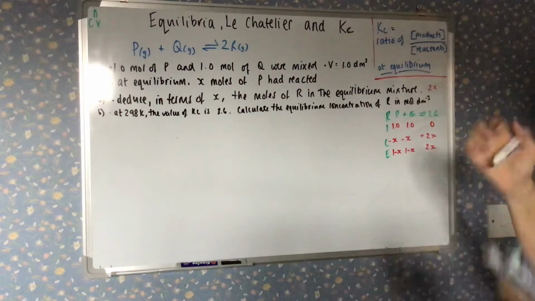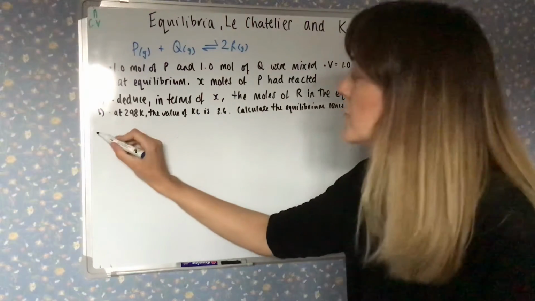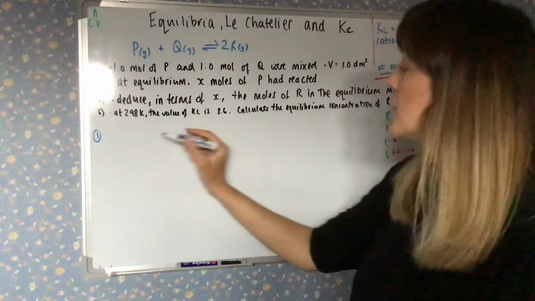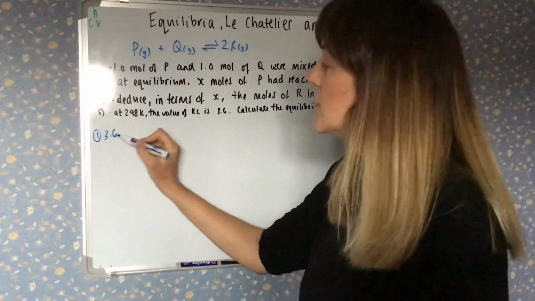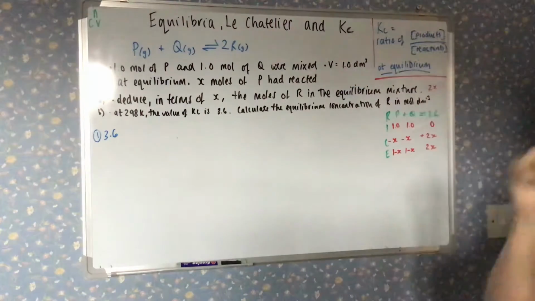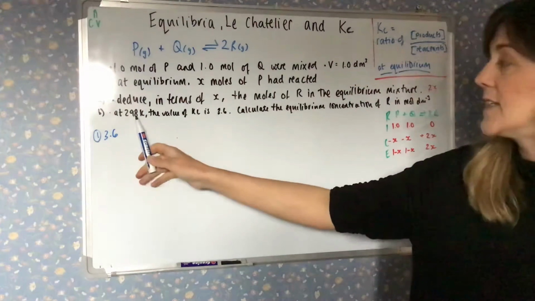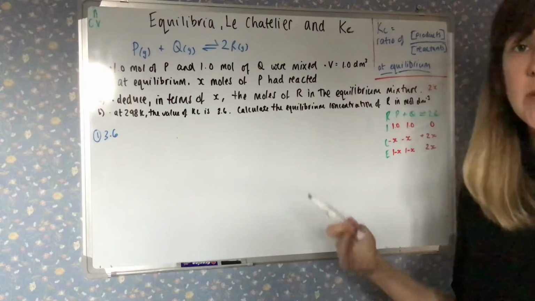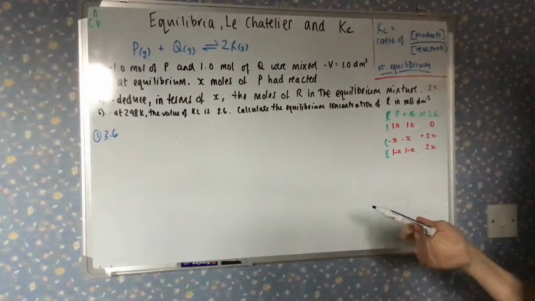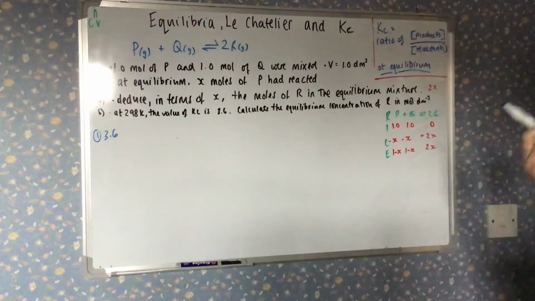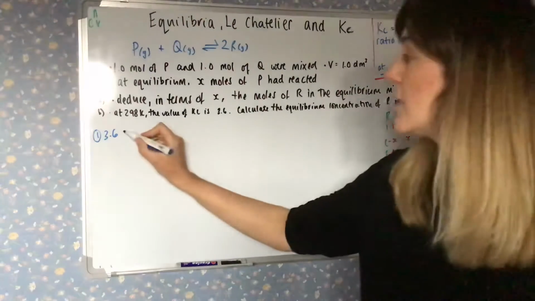So let's write out the Kc expression. So we've got 3.6, and the really good thing here, which I should have pointed out in the last video, is that it stated Kc, it stated the temperature, which the question should always state the temperature of Kc because Kc is temperature dependent. So let's fill this in.